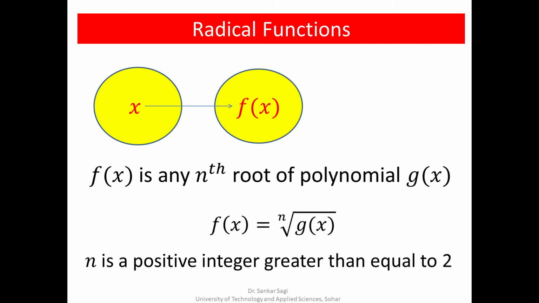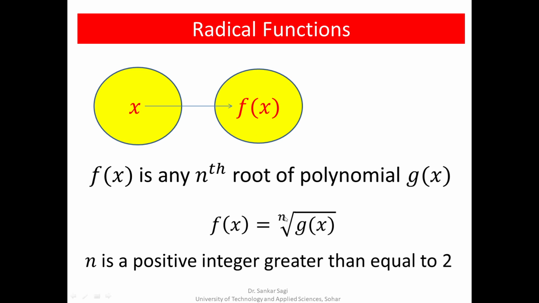Now let us look at radical functions. So when we say a function is a radical function, here I have taken again x. x is the value in the domain, and f(x) is the image of x under the function f. If this image f(x) is the nth root of a polynomial, then we say it is a radical function. That means the image should be of the form nth root of some g(x), where n is a positive integer greater than or equal to 2. That means n can be 2 or 3 or 4 or any integer greater than or equal to 2.